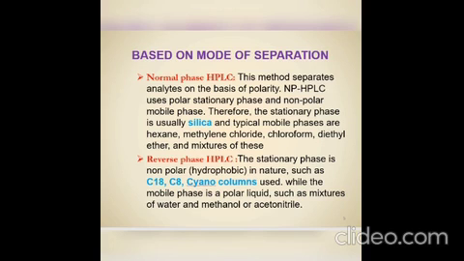Next, reverse phase chromatography. In this, the stationary phase is non-polar and the mobile phase is polar. Non-polar stationary phase means mainly C18, C8, and cyano columns are used. C18 column means the silica is attached with 18 carbon groups, and C8 column means the silica is attached with 8 carbon groups. Cyano columns means the silica is attached with cyano groups. Then the mobile phase is polar. Polar mobile phase means water, methanol, and acetonitrile are used.